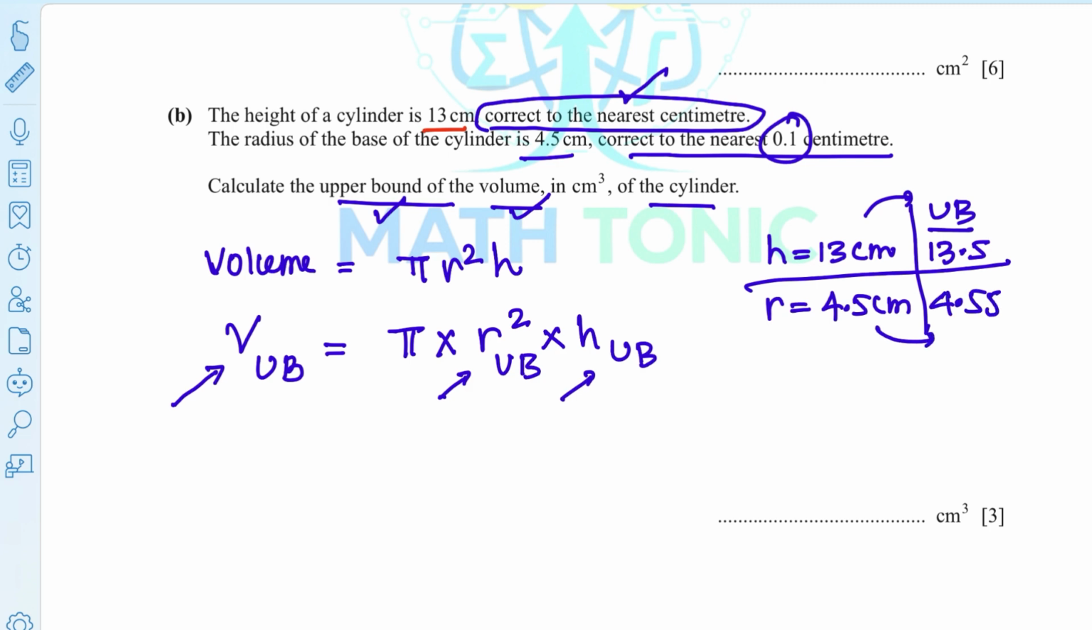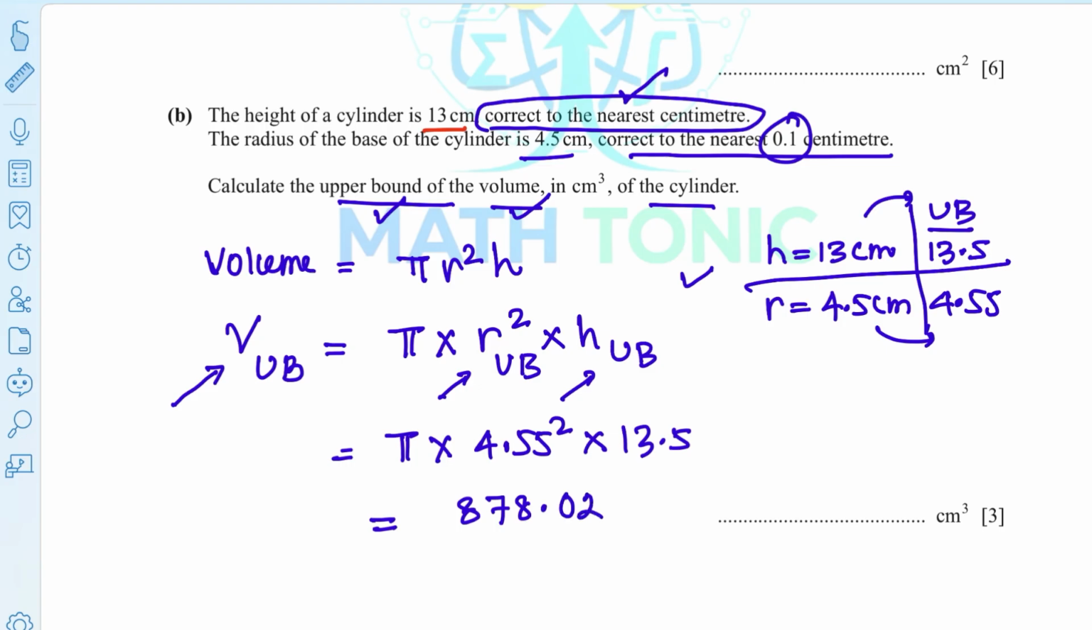I hope all of you know how to find the bounds. If you don't understand, just comment, I'll make a video on that also. Okay, 4.55 centimeter. Is it okay everyone? Now, so our pi times, instead of r, we put 4.55 squared, and height we have the upper bound value 13.5, that equals 878.02. Yes, 878.02 centimeter cube is the upper bound of the volume.